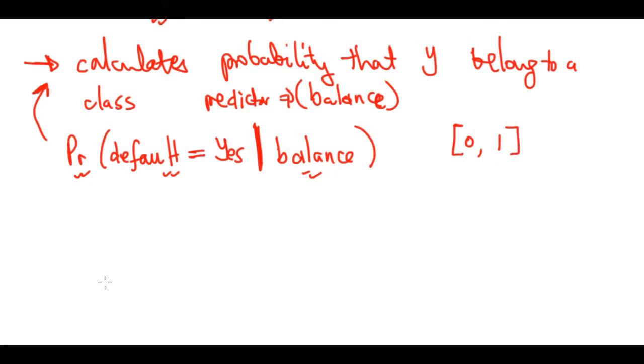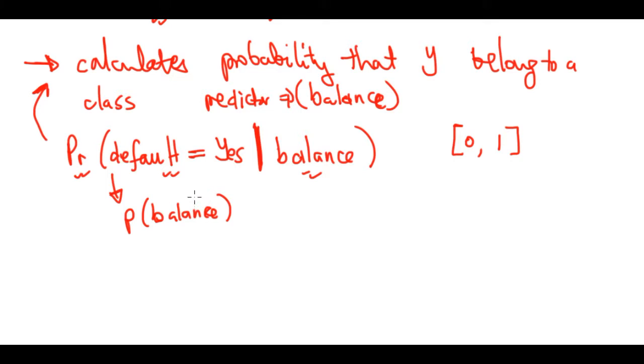So here we are going to use a notation. We're just going to abbreviate it to p(balance). So this basically means probability of defaulting based on the balance. It's just notation for it to be easy and quick to write, right?